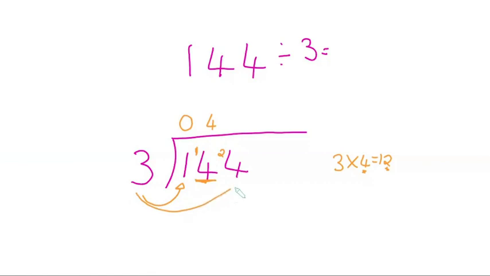The next bit. How many times does 3 go into 24? We know our 3 times tables. 3 goes into 24 8 times. Nice and simple. Pop in your 8 up there. The answer is 144 divided by 3 is 48. Remember, you don't need this 0 here, okay? It doesn't stand for anything. It's just a placeholder. So the answer is simply 48.